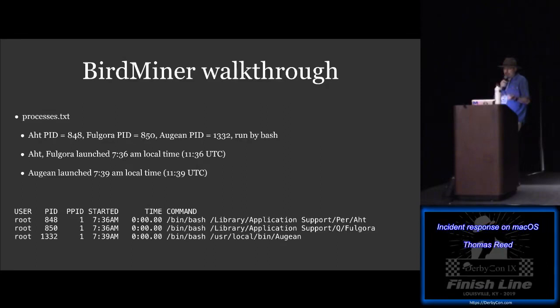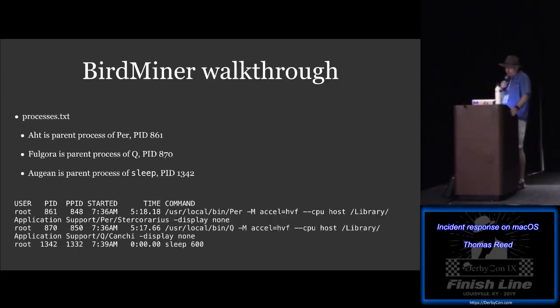We can also see what time they were launched in local time, and of course we can go back to basic info and map that to UTC. So we know that this was 11:36 a.m. UTC. And we can see that Aegean was actually launched just a few minutes later for some reason. We don't know why yet.